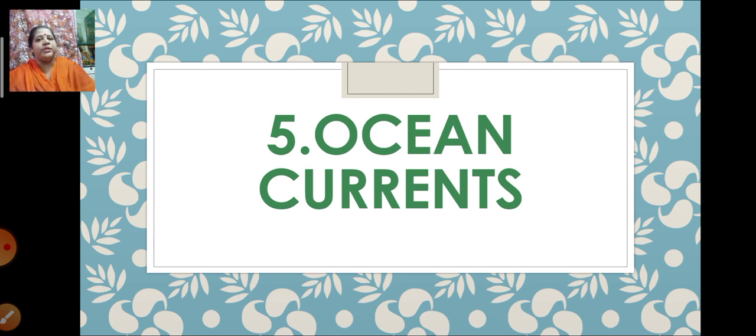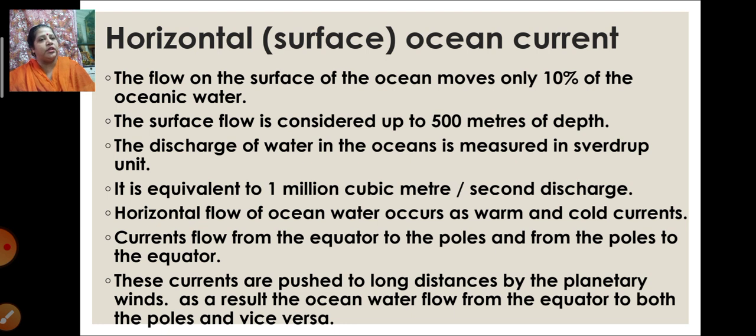Okay, in the previous part we have learned about the temperature and salinity, which are the properties of the ocean water. Then we have learned about the penetration of the sunlight up till a depth of 500 meters. Now let's learn something more about ocean currents, that is the horizontal distribution of ocean currents.